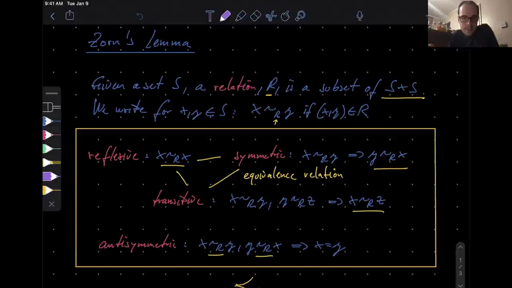Alright, here we are. So welcome back. We are in the middle of the proof of the real Hahn-Banach theorem, which is an extension theorem for linear functionals on real vector spaces.